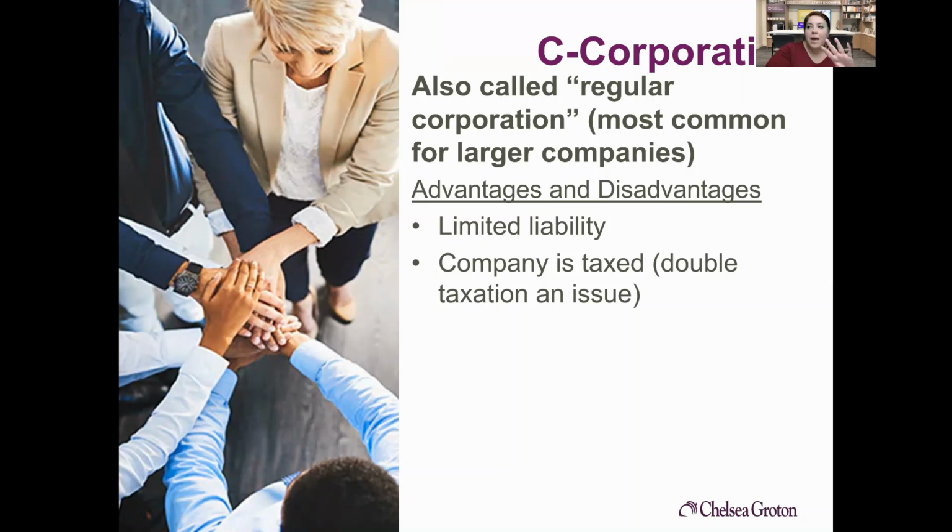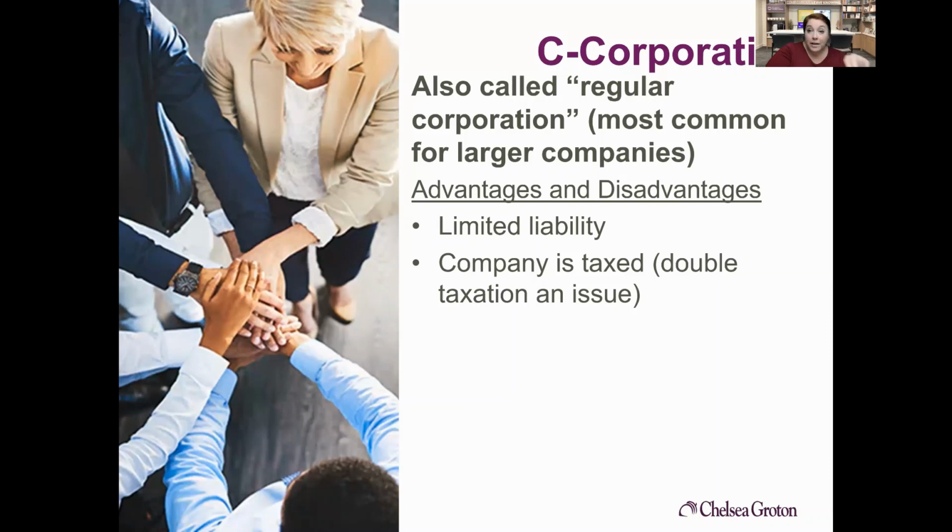The owners pay individual income tax on money they receive from the corporation as a salary, a bonus, or dividends. Then double taxation can be an issue with C corporations, since the profits taxed at a corporate level are taxed a second time at the personal level as the dividends.